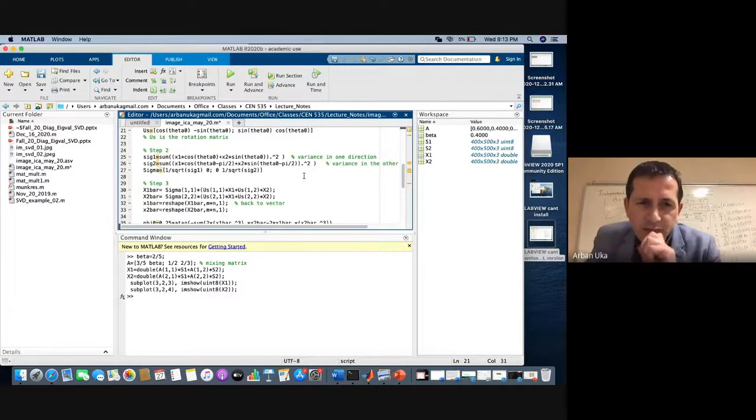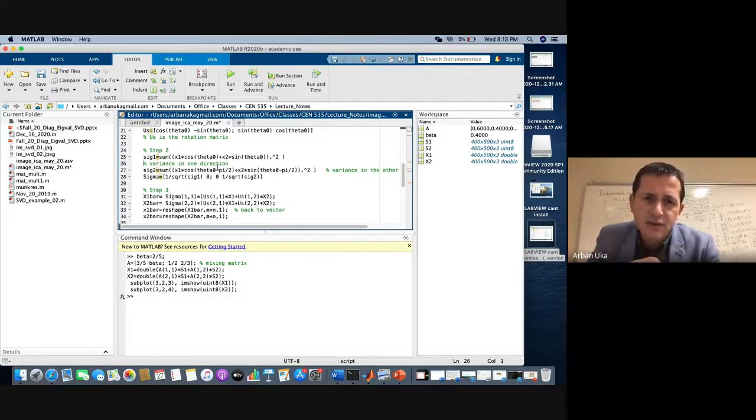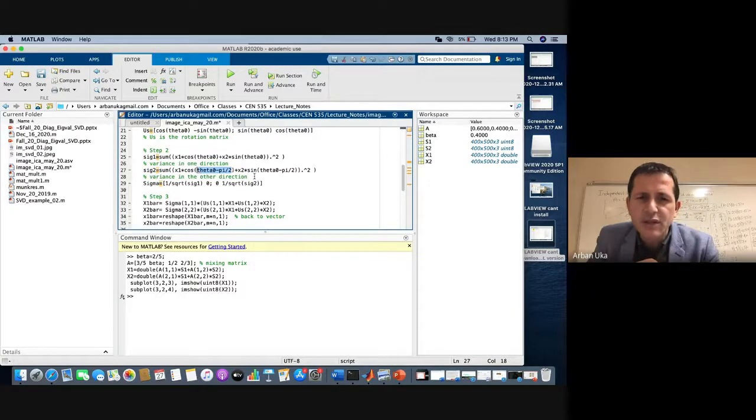Okay. Then the second step is what we discussed a bit in the slides, we said that we can find the variance along one direction, and this would be the variance in the other direction, because, and we can see the sigma 2 is related to reprojecting the data not along the angle theta 0, but along the angle which is 90 degrees with respect to this, so it's minus pi over 2.